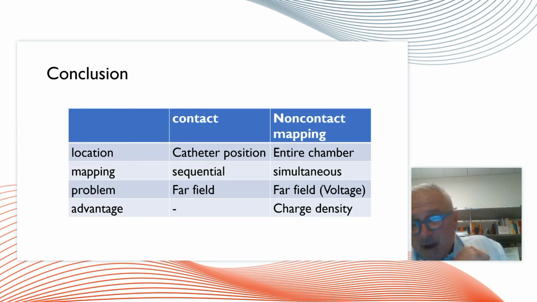You have the far field problem of the electrical field of the voltage with both, of course, if you look at voltage. But if you have non-contact mapping, you can go one step further and derive the cardiac charge, the Coulomb, at the heart wall, and thereby you can overcome the far field problem better.